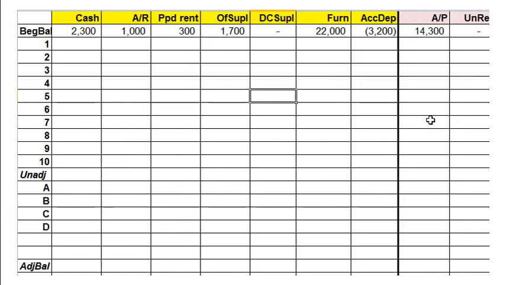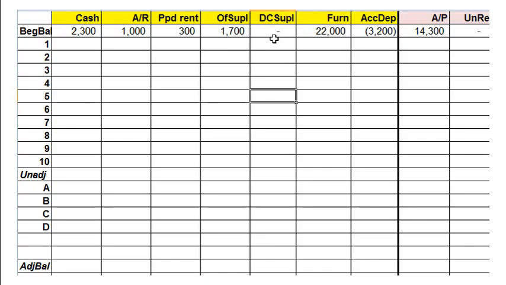All right, well, hopefully you've had a chance to put the beginning balances in here, and these numbers come straight from that trial balance. These are all of the accounts that we said were asset accounts, and so these numbers came straight from the trial balance. There was a zero balance in daycare supplies.